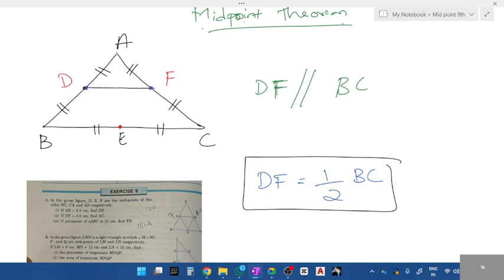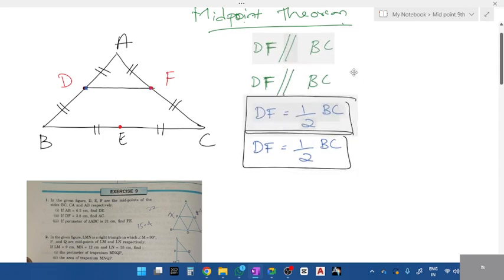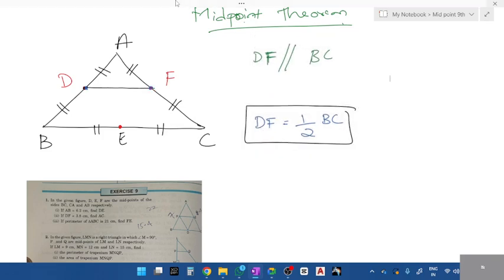These are the two things you have to remember. DF is parallel to BC and DF is half of BC. Okay, just remember these two things, students. Clear? Understood, all of you? So DF is parallel to BC.